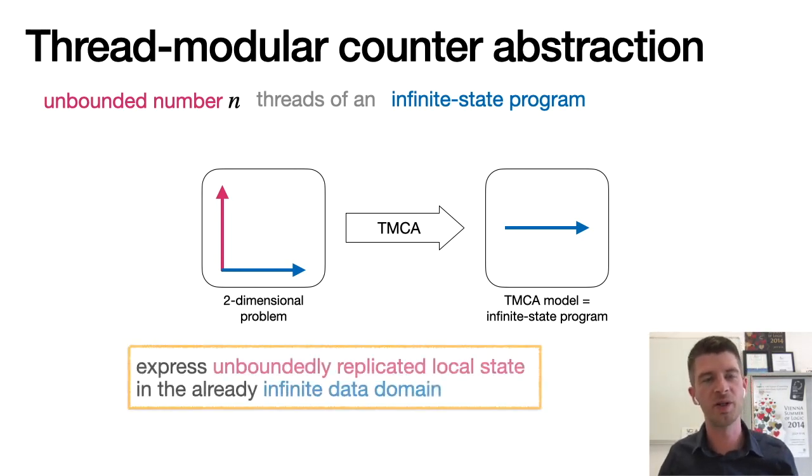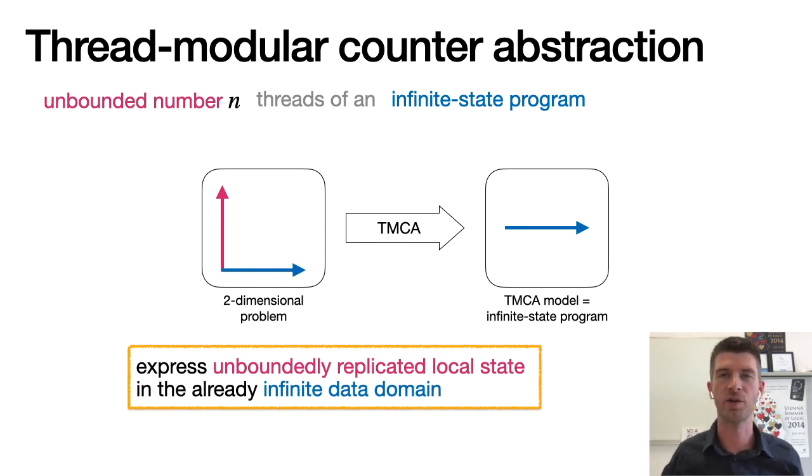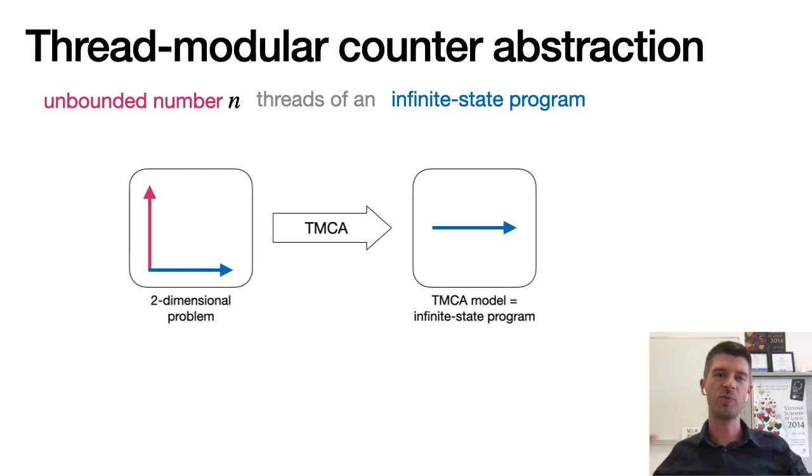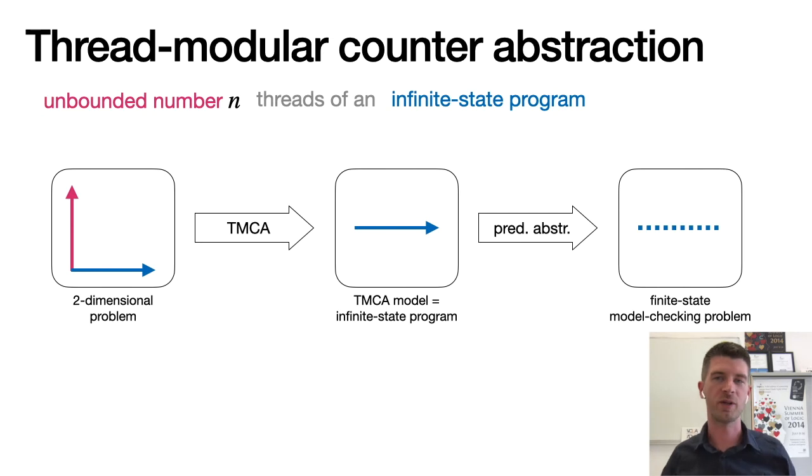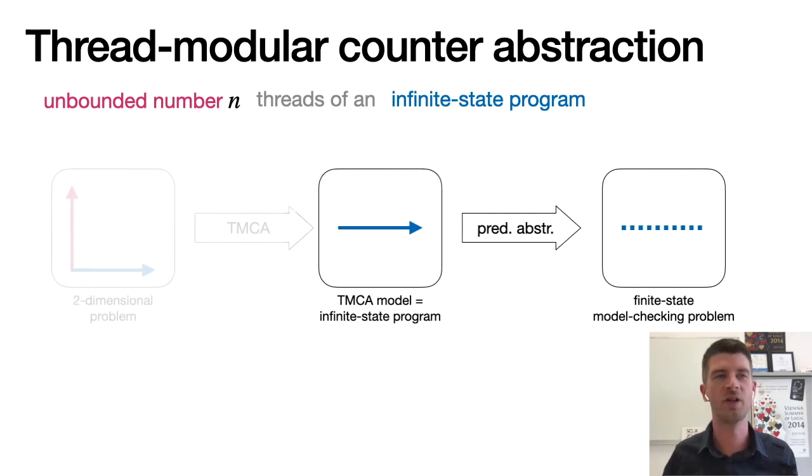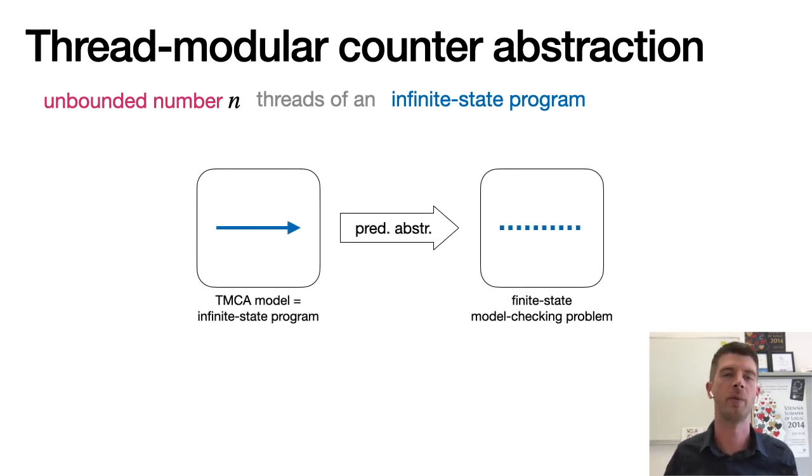What we did here, just to recall, is to express the unboundedly replicated local state in the already infinite data domain. So let's zoom out again and look at the whole verification pipeline, and now focus on the second step, where we do predicate abstraction to model check our TMCA abstracted model.